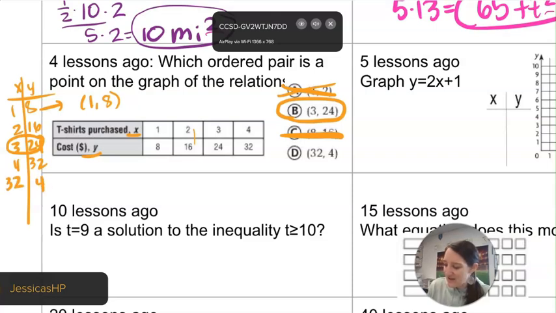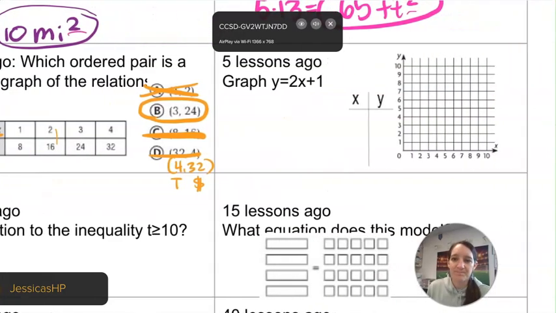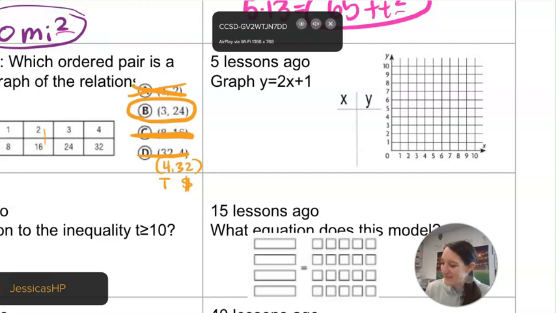And that is not right, 32 t-shirts do not cost $4, right? This was the t-shirts, this was the price, so that's not correct. But 4 t-shirts, if this was 4, 32, that'd be correct. Because the X is the t-shirt, the Y is the price. 4 t-shirts for $32 would be correct. But that says 32 and 4.